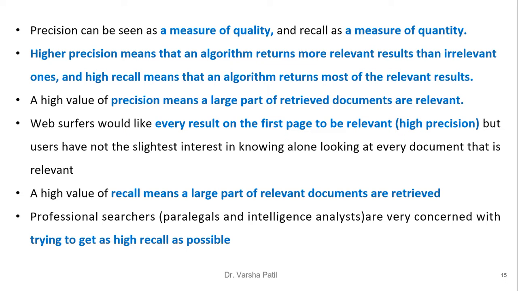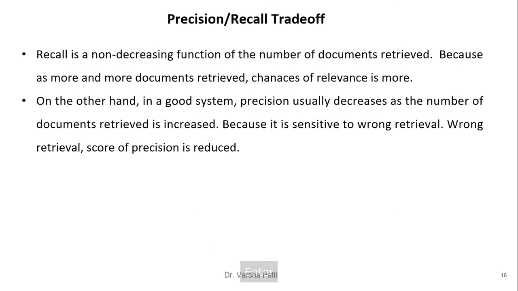Web surfers would like every result on the first page to be relevant, that is high precision, but users have not the slightest interest in knowing or looking at every document that is relevant. A high value of recall means a large part of the relevant documents are retrieved. Professional researchers are very concerned with getting as high a recall as possible, because even if they get a wrong result in between, they are okay, but they want to find whatever relevant documents are present for that particular topic in the collection.